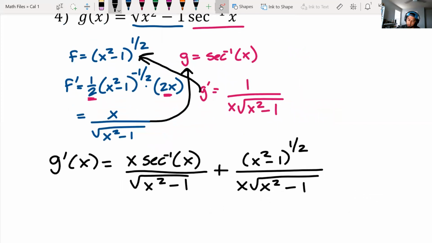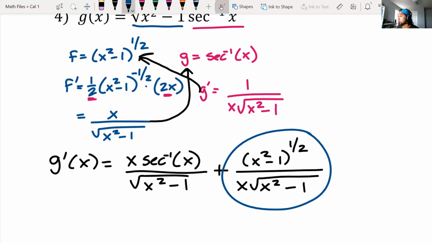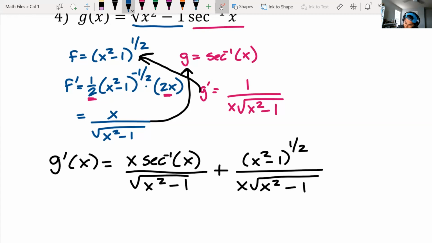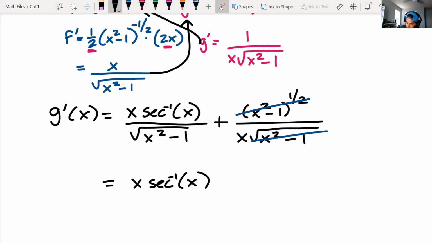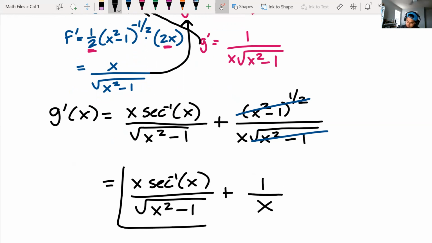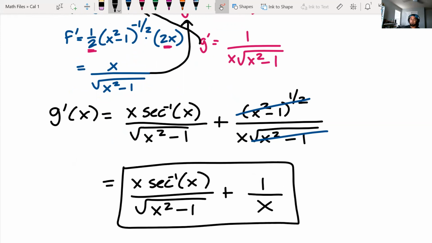Now, nothing to simplify here. That's done. But we can definitely simplify this second fraction. What cancels out? The square root of x squared minus 1. So gone, gone. And our final answer is x secant inverse of x over the square root of x squared minus 1 plus 1 over x. Done.